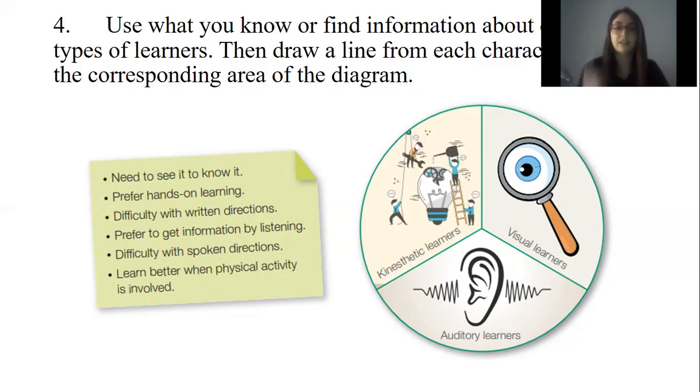First one says, need to see to know it. So is that a kinesthetic learner, visual learning, or auditory learners? And the same with the other ones. Prefer hands-on learning, difficulty with written directions, prefer to get information by listening, difficulty with spoken directions, and learn better where physical activity is involved. So in each one you put what learning style corresponds.